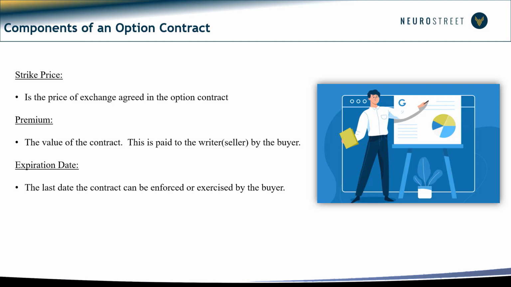So as a seller, you can actually participate in double dipping. It's more advanced. You could be collecting premiums, but you could also be making money on the option contract as well. And then there's an expiration date. The last date the contract can be enforced or exercised by the buyer.